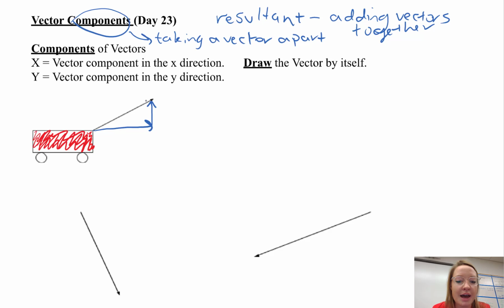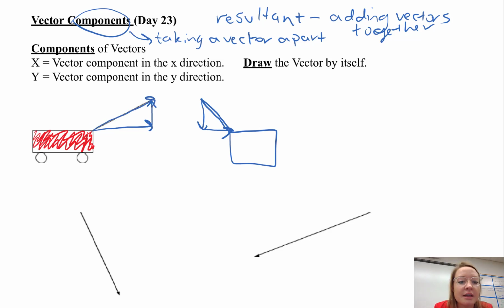It's the same thing if you had a lawnmower. Here's my lawnmower, and here's my handle, and I'm pushing down on this handle, but I'm also pushing the lawnmower forward. So you can already start to see this is all that components is. It's breaking down one vector into its different parts.